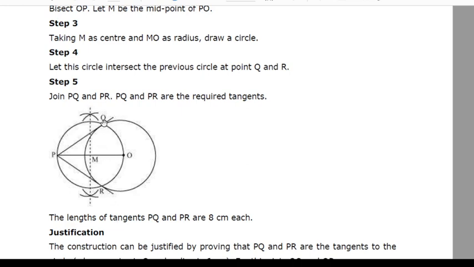Now this is our point P, which is at a distance of 10 centimeters from the center. Now you join P and Q and P and R. These are your required tangents, from this point P, which is 10 centimeters away from the center.